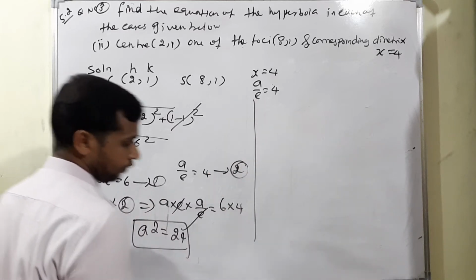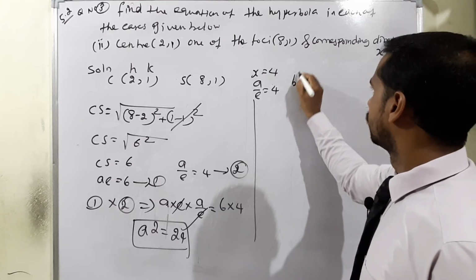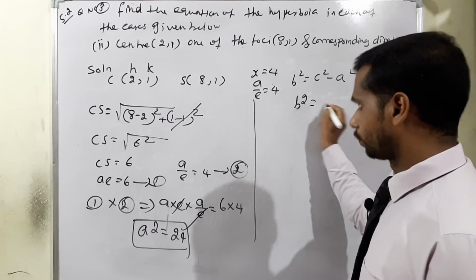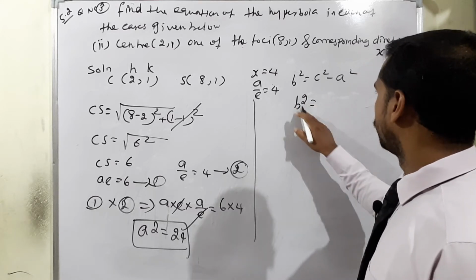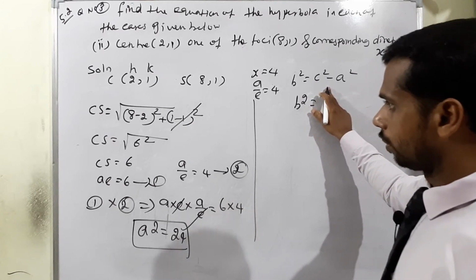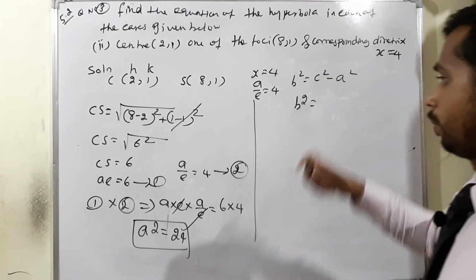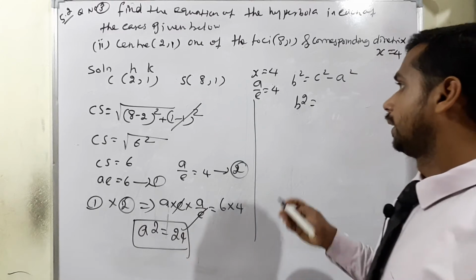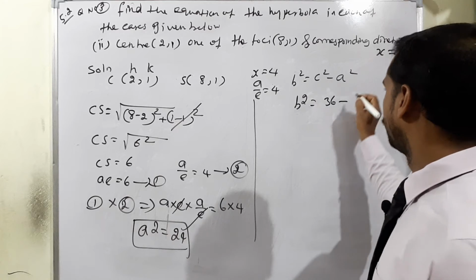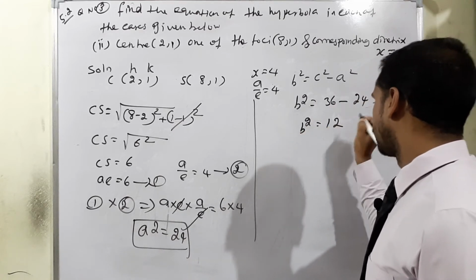The next condition, we need b square. b square we can write it from c square minus a square, isn't it? So b square is equal to c square minus a square. So c square already we know: 6 square is equal to 36, isn't it? 36 minus a square, where the value is 24. Now b square is equal to 36 minus 24, that is 12 will come.